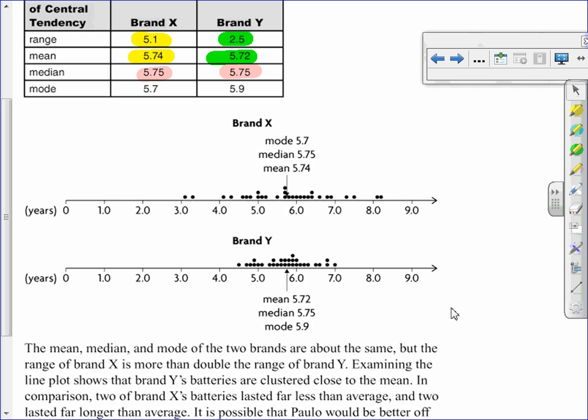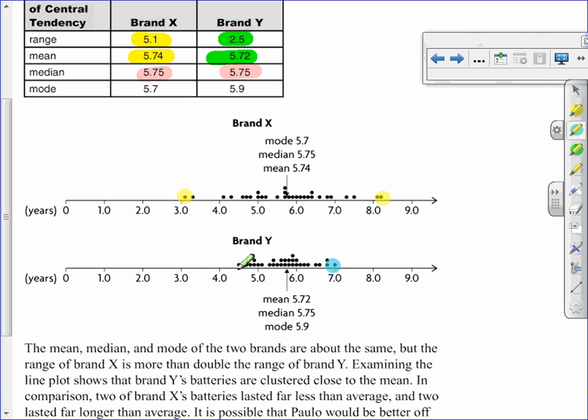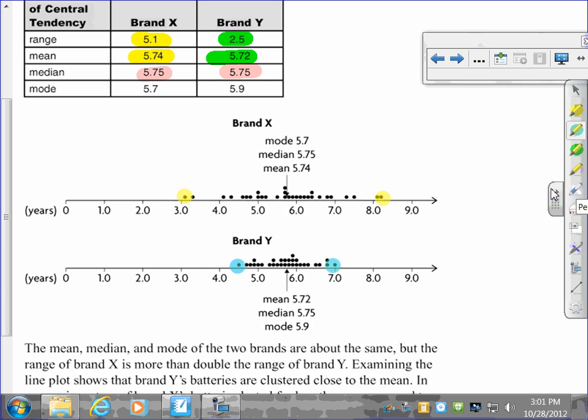And this line plot shows us that the data for brand X, starting at about just over 3 and going to over 8, is significantly more spread out than the data for brand Y. So if you're looking for consistency of product, I would say that this line plot definitely shows that brand Y is significantly more consistent in the product that they produce. So if I were buying the battery, I would pick brand Y.